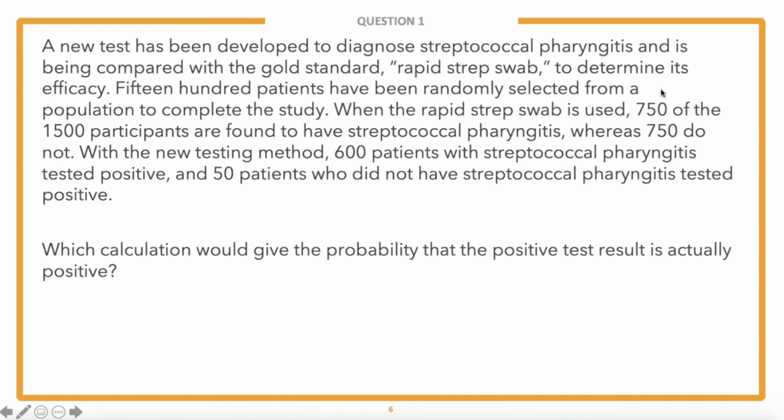And after we cover those up, we will read the last sentence or the lead-in first. Which calculation would give the probability that the positive test result is actually positive?